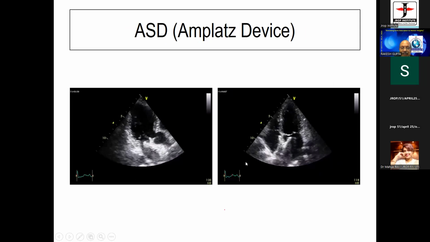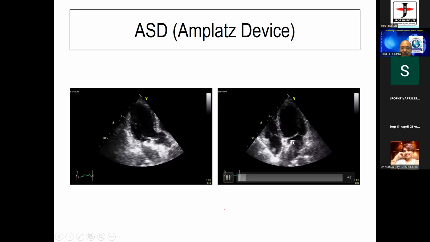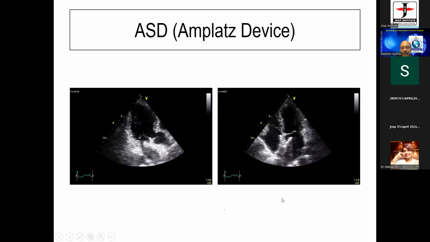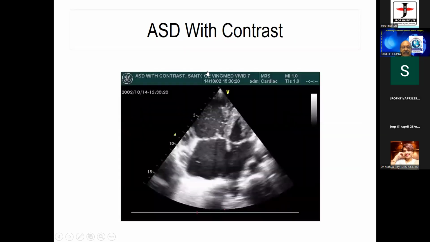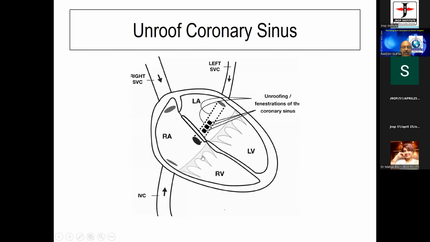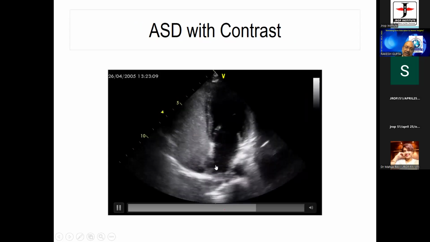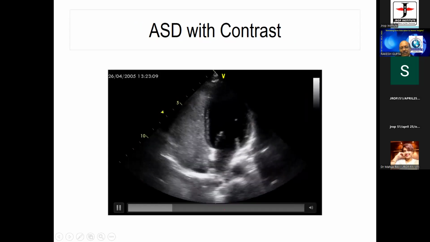This is an Amplatzer device. Look, this is a hyperechoic shadow which is attached to the interatrial septum, and this oversized Amplatzer device is projecting into the mitral valve side. So if you happen to see this, it is closure of the intra-atrial septum. ASD with contrast. Now see, this is negative contrast. And if you do a Valsalva, there will be a reversal of flow, which will be seen over here. I'll try to show you some pictures for reversals.